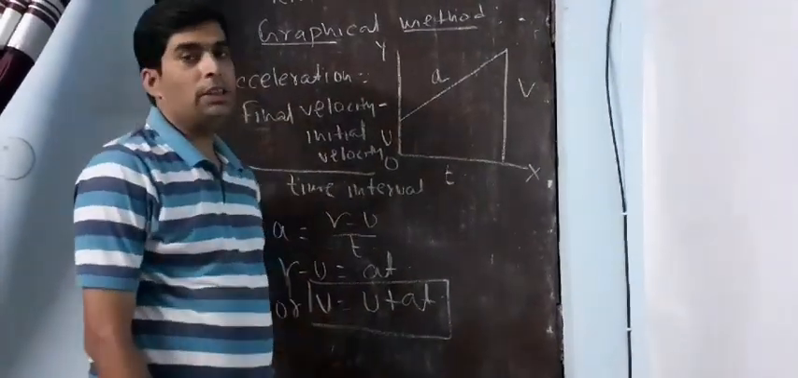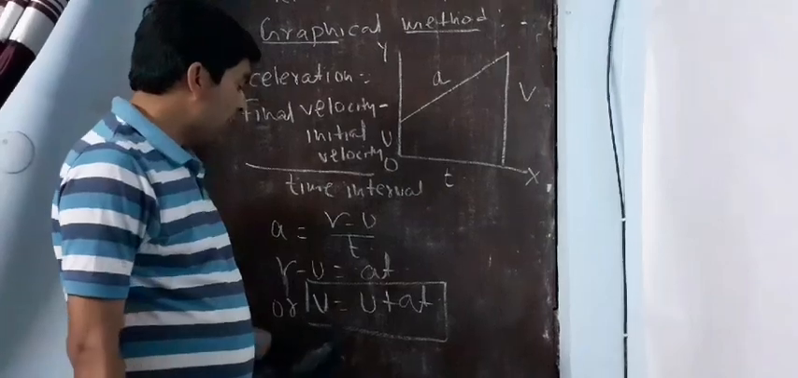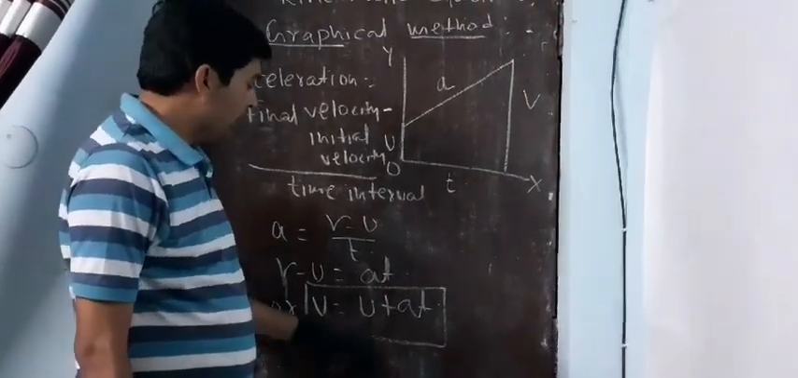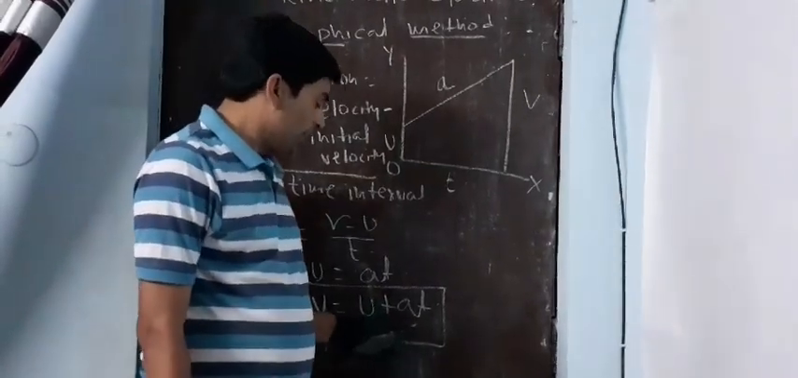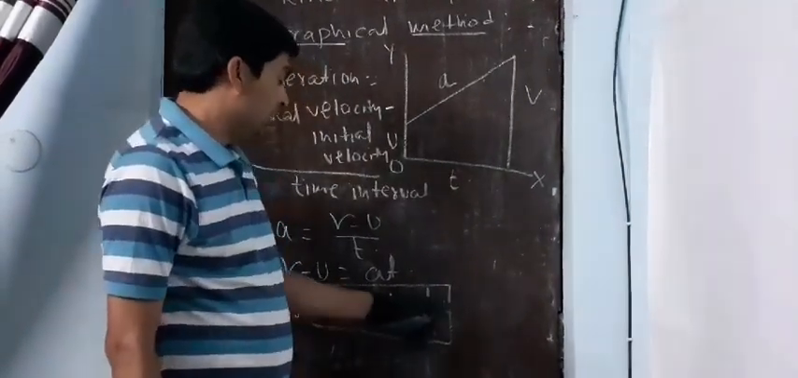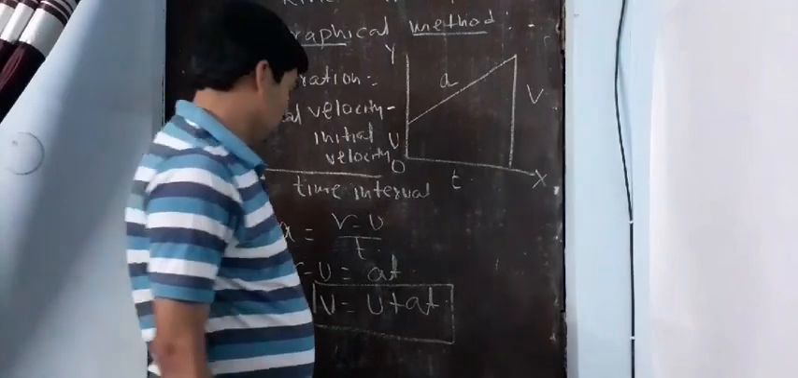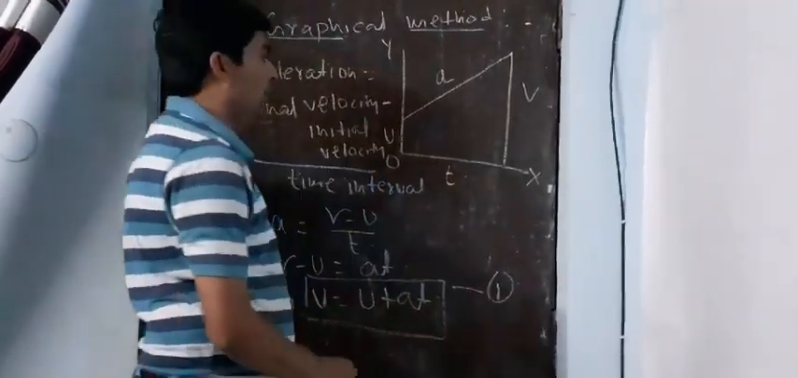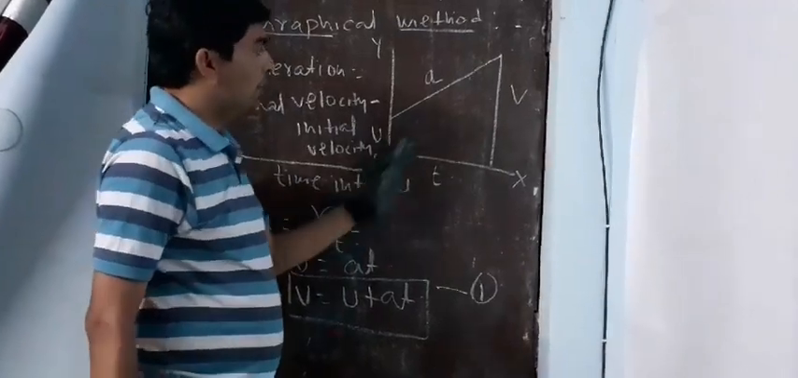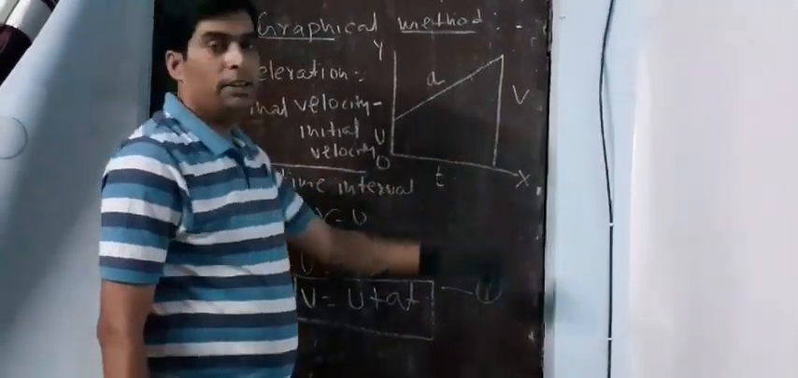What is the significance of this equation? This equation helps to find the final velocity of a body that starts with some initial velocity and moves with some uniform acceleration in time interval t.